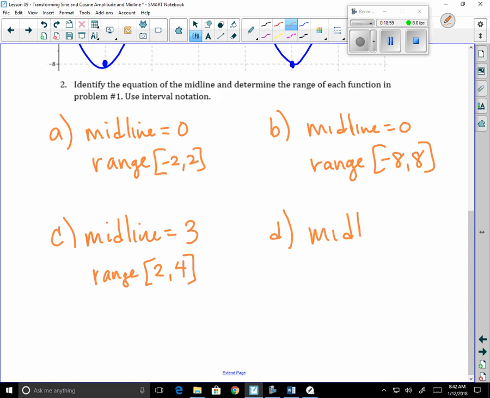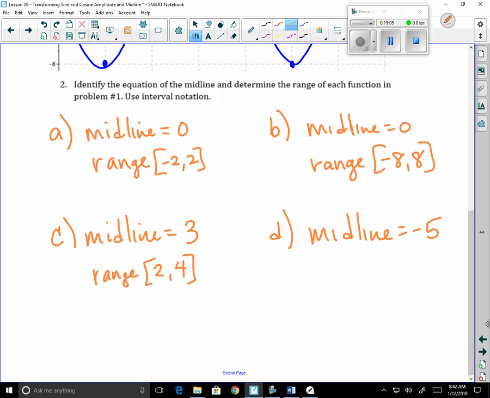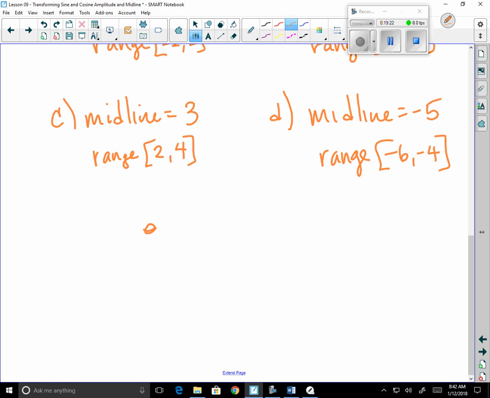For part D, the midline was -5. If the midline's -5 and the amplitude is 1, the range is going to go down 1 from -5, so that's -6, up 1 from -5, so that's -4. Make sure you write them in the correct order, right? Least to greatest. And the last one, part E, which had both an amplitude and a midline that we had to worry about.